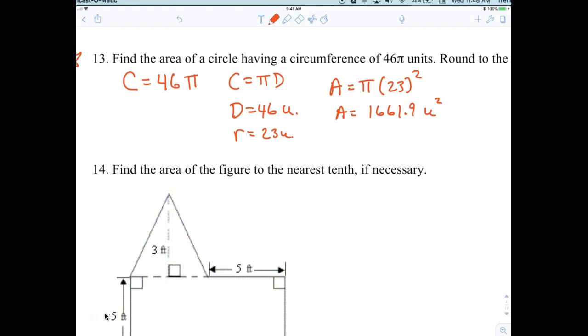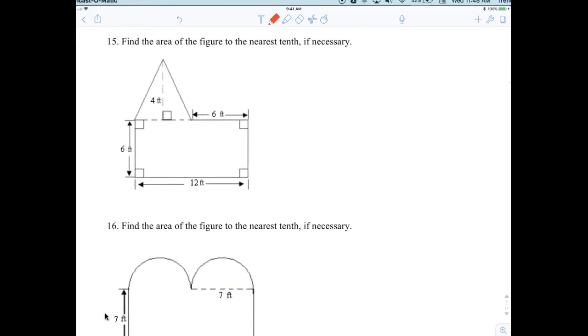All right. Now let's jump to 15. This isn't bad. I have to find the area of both shapes. What shapes do I see? The area of a triangle plus the area of a rectangle. How do I find the area of a triangle? 1/2 BH. How do I find the area of a rectangle? Base times height or length times width, either one. Now figure out the base and height of the triangle. Area equals 1/2 times 6 times 4.